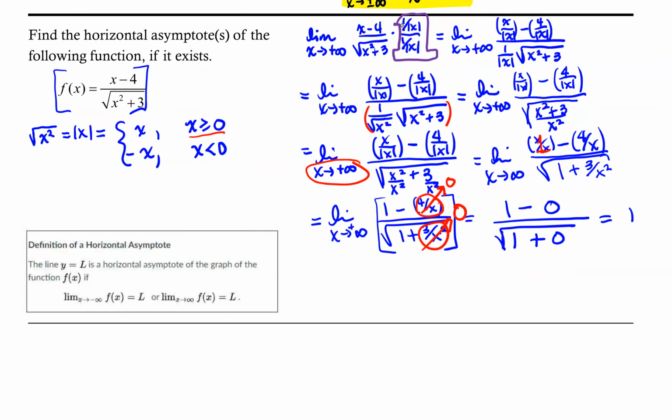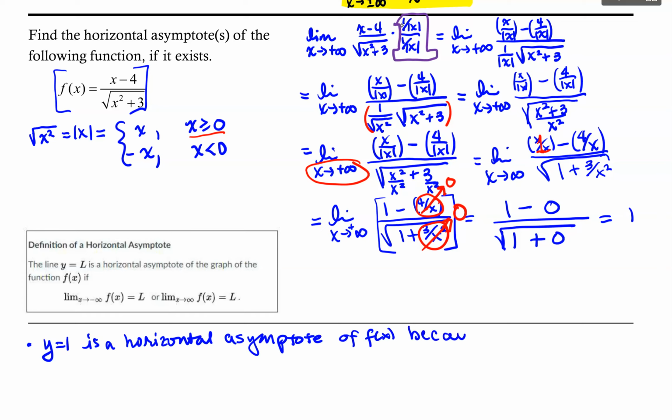So what does this mean? This means that the line y equals 1 is a horizontal asymptote of f of x, because the limit as x approaches positive infinity of f of x equals 1.